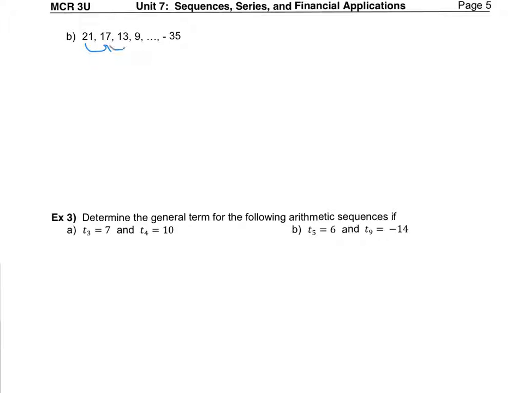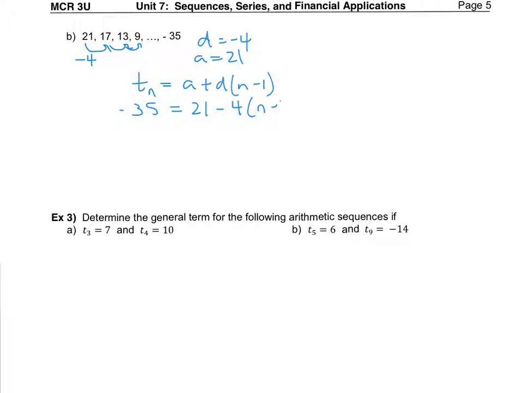It looks like we're going down 4 every time here. So my common difference is actually -4. D equals -4. The A value is 21. And if I sub that into my formula, term n is equal to A plus D times n take away 1. My term n is -35. My A value is 21. And I'm going to have take away 4 times n minus 1.